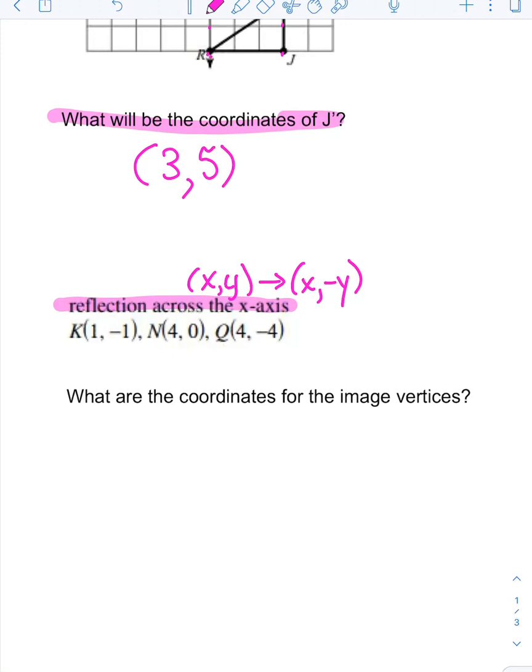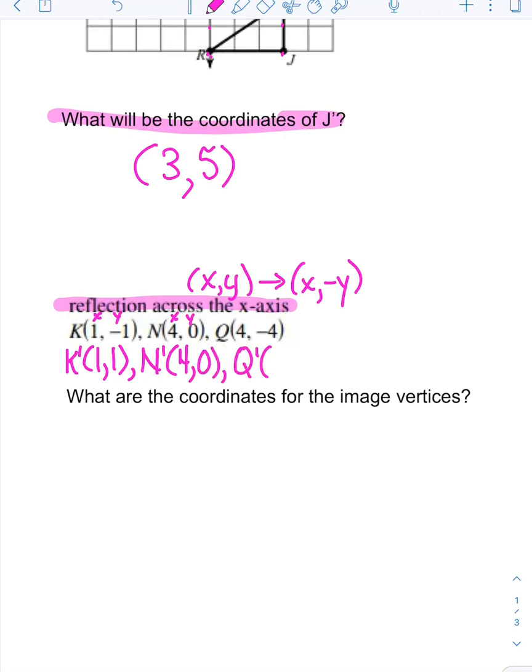So the question says, what are the coordinates for the image vertices? So that means we need to do all of these. If I'm reflecting across the x-axis, this becomes 1. The rule says change the sign of the y. Remember, this is xy, so that's a positive 1. Now let's do n prime. Leave the x alone. That's the x, that's the y. Change the sign of the y. Well, if it's 0, we just leave it at 0.